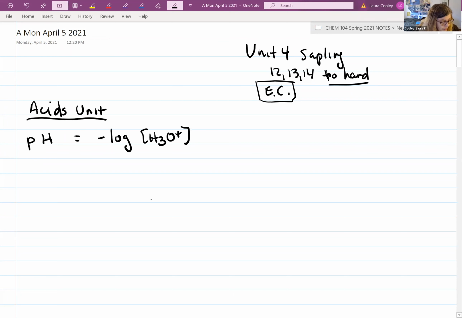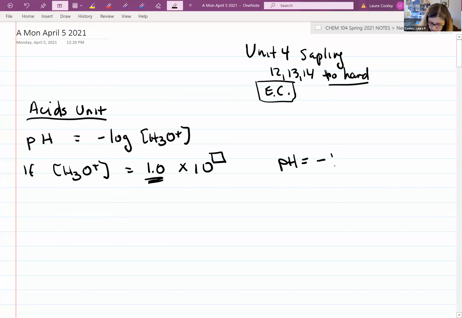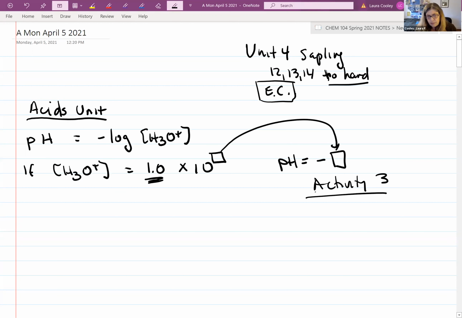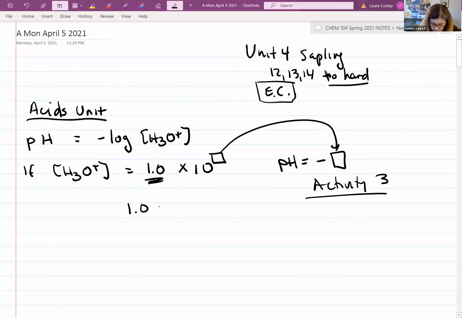In fact, if you know the H3O+ concentration, and if it's 1 times 10 to the something, in scientific notation starting with a 1, then the pH is actually the negative of whatever that exponent is. So we did a little exercise. That was activity 3, and that's how we ended the class last time. I've posted the solutions to activities 1, 2, and 3 now, so you can have a look at them if you have any questions about that, or you could ask me.